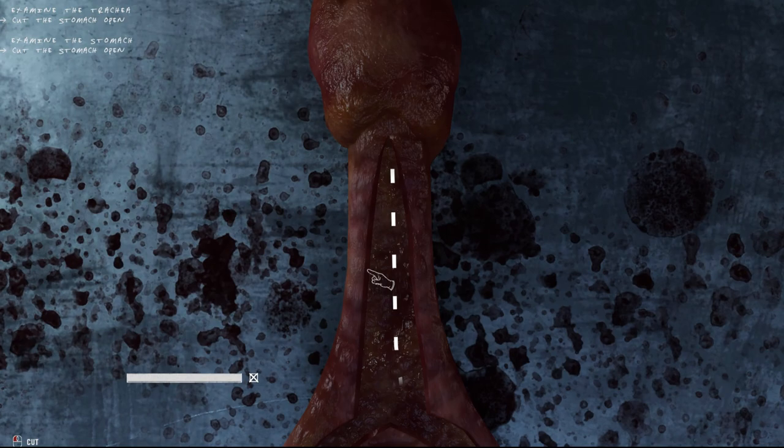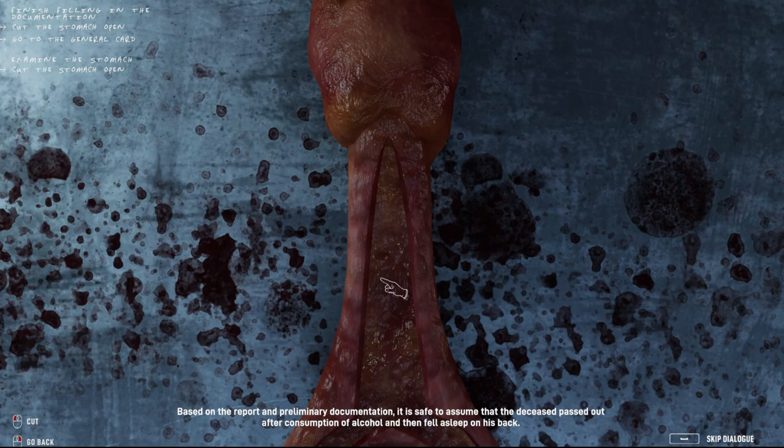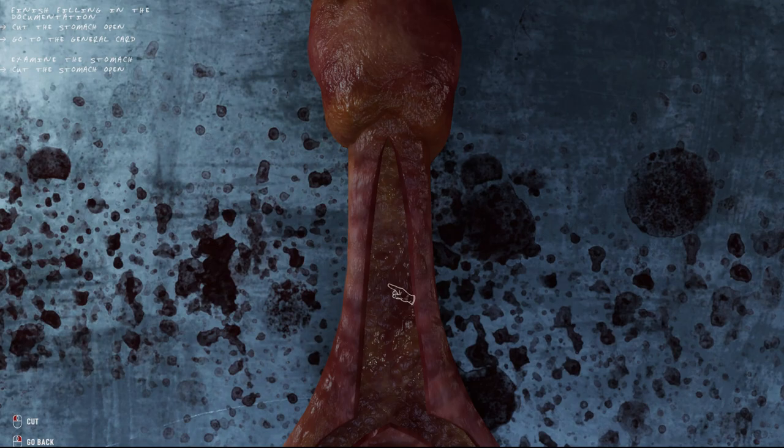Ladies and gentlemen, I think we've got it. Based on the report and preliminary documentation, it is safe to assume that the deceased passed out after consumption of alcohol and then fell asleep on his back. Then the gastric contents refluxed and flooded the airways, causing death. That's why we don't forget about the recovery position at dorm parties. And now it's all clear. The death was caused by suffocation.